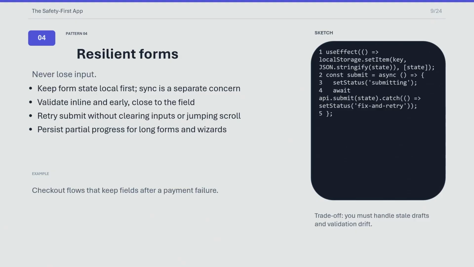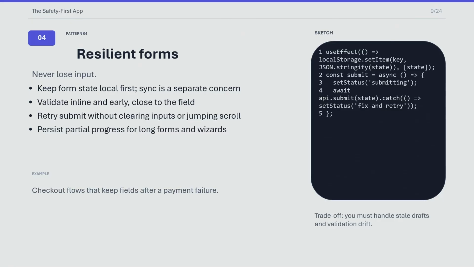So the sketch is one example, like a useEffect hook. You would set the item in local storage, stringify it, and set the relevant status and the submit as well. When it's at that status, it would await based on what it's currently doing, then you submit, and if there's an issue, you catch it and do a fix and retry as part of a separate status. There's also a trade-off in handling stale drafts and validation errors as part of this.